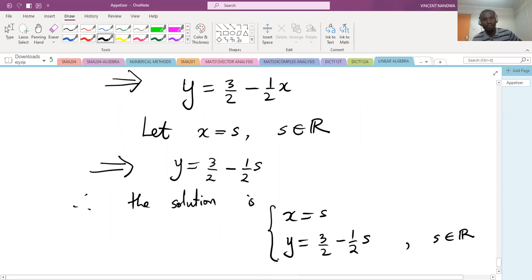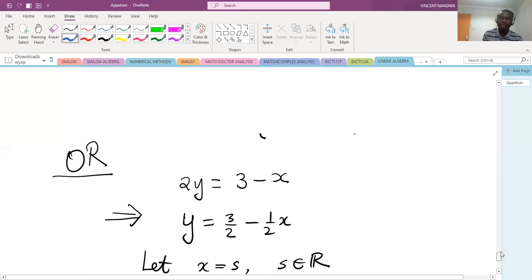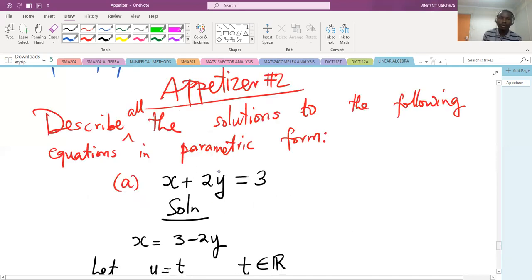So this is the solution. And you see from this one here, you can actually pick any real number for s to get a specific value for the solution of the equation. Like for the case in this one, if I say s to be 0, then x will be 0 and y will be 3 over 2. And if you replace that into the equation, 3 over 2 and then 0 here, I still get the right and left hand side to be 3, which is the same value on the right hand side.